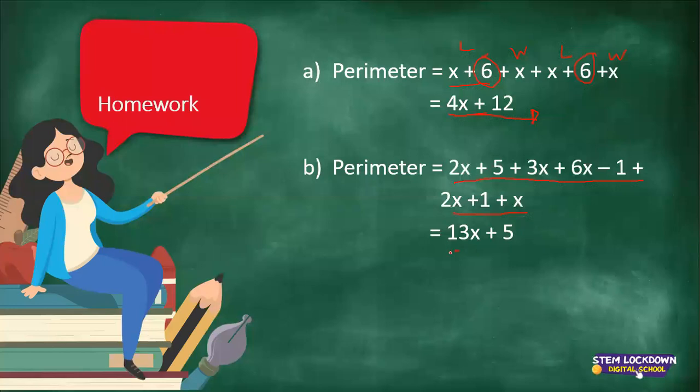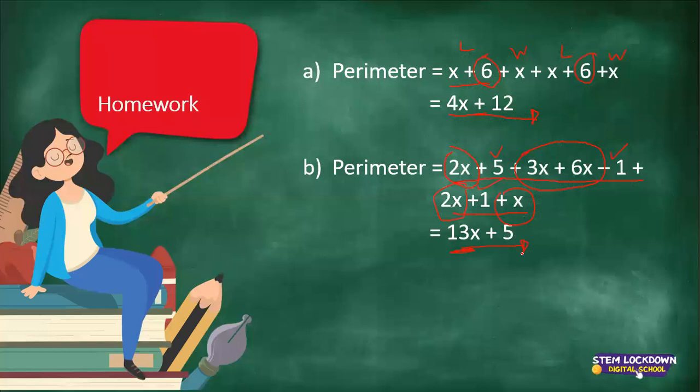Where did I get the 13x? 2x plus 3x plus 6x plus 2x plus x. Obviously, this will give you 13x. And then 5 minus 1 plus 1 is 5. So this is the expression for that question. I think everything is easy thus far.